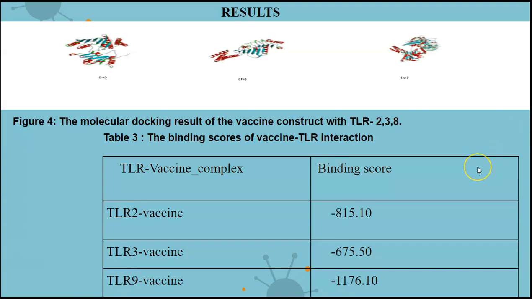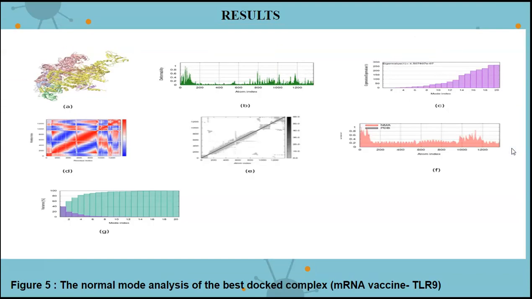This toll-like receptor 9 was chosen to carry out the normal mode analysis. The normal mode analysis results shown here indicate that the messenger RNA construct is very stable and has high interaction with toll-like receptor 9. There's a stable interaction between these two molecules. This is what the normal mode analysis is showing.